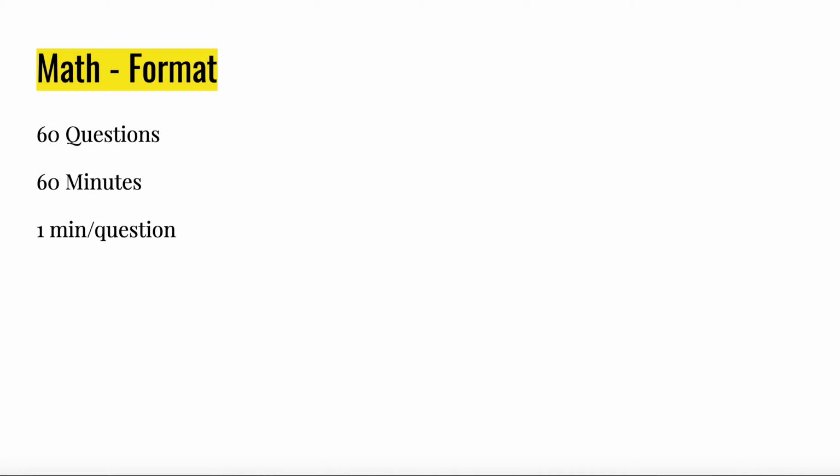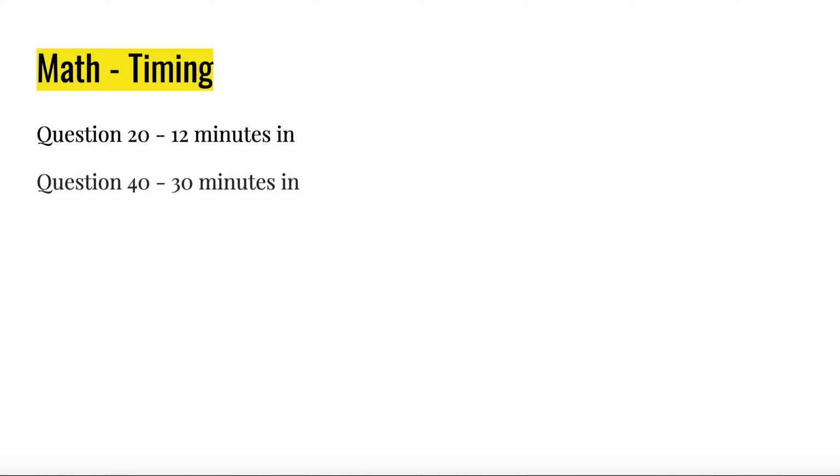So a good timetable to have memorized to help you stay on pace for the math section is to be at question 20, 12 minutes in, question 40, 30 minutes in. So notice you want to be at question 40 at the halfway mark, and then you want to be at question 60, 55 minutes in. That leaves you an extra 5 minutes to go back to any problems that you weren't entirely confident on or kind of wanted to check over once more.